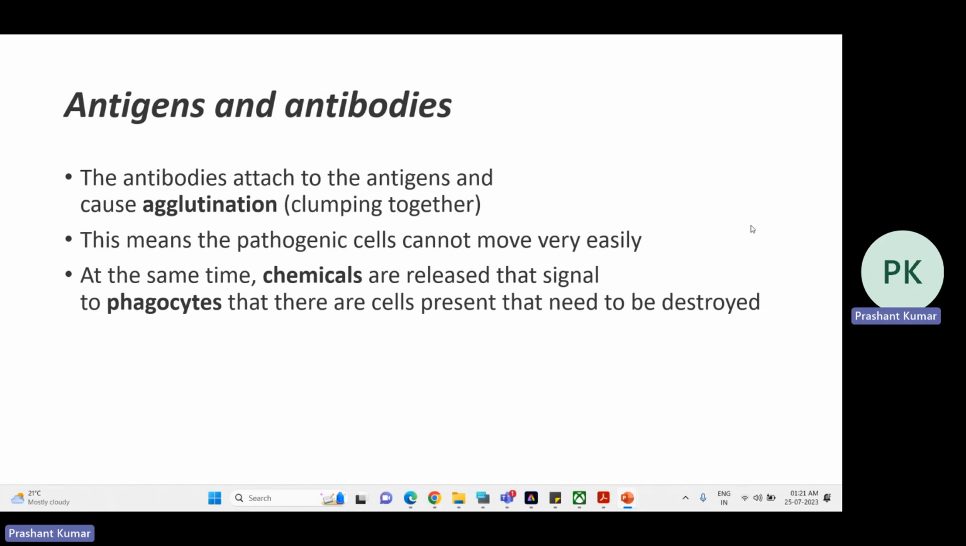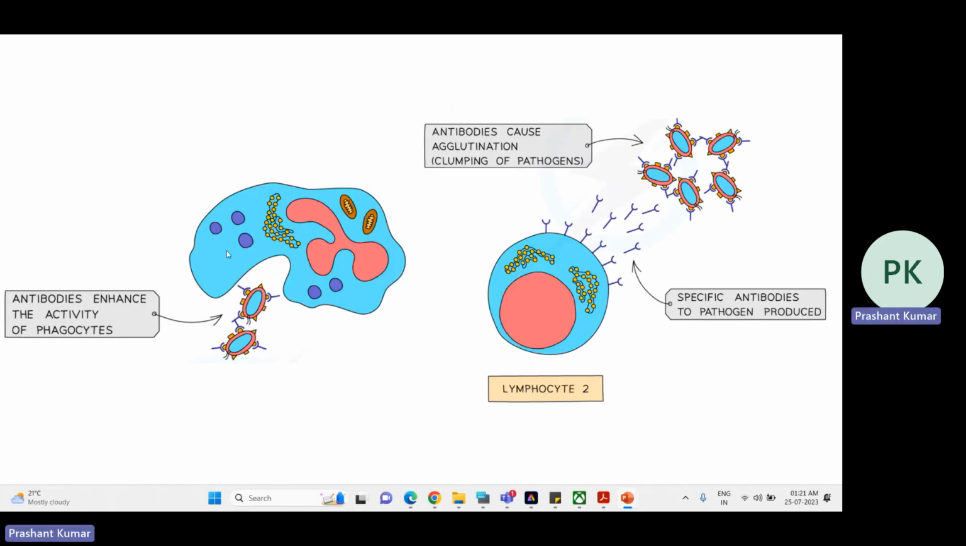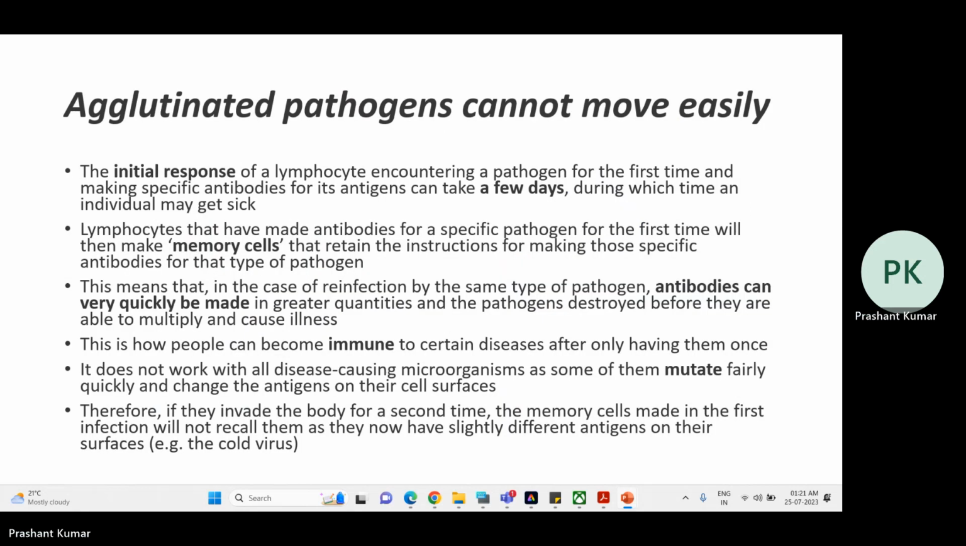At the same time, chemicals are released that signal to phagocytes. Now they will call the army. Oh, come, kill. Because phagocytes, what they do, they engulf the bacteria and then they destroy it. Like this. This is phagocytosis. This is the bacteria. They have engulfed it. The agglutination process makes the pathogen not move.